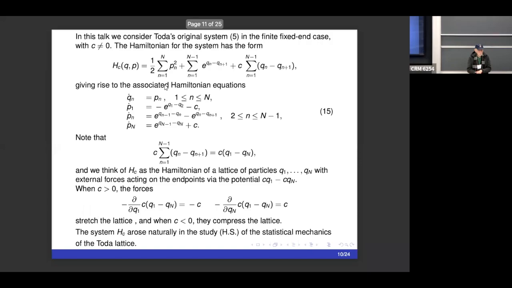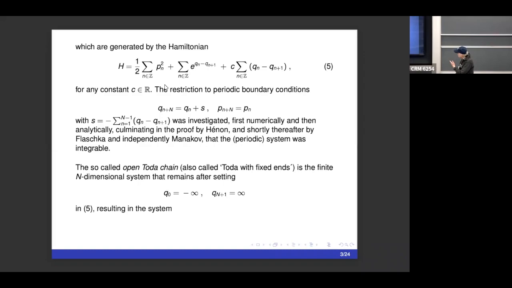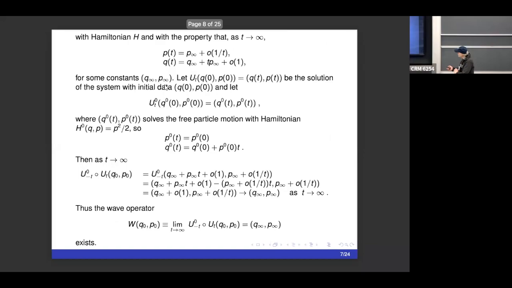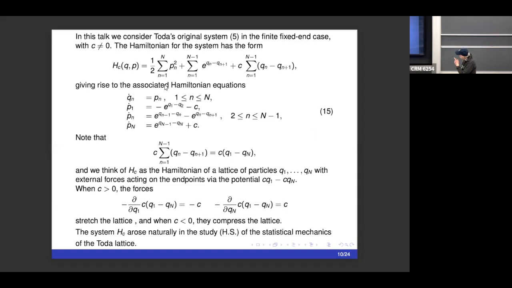Now, in this talk, I want to consider Toda's original system. So going back here, this system now, in the case where we have a finite number of particles. So we're going to be looking at this system here, but now it differs from the open Toda or the standard one because there is this extra term, which is C times the sum of the differences of the Qs. And the equations of motion are given by 15, which are very similar to the open case, except the C is non-zero. And you notice that C times the sum is really C of Q1 minus Qn.